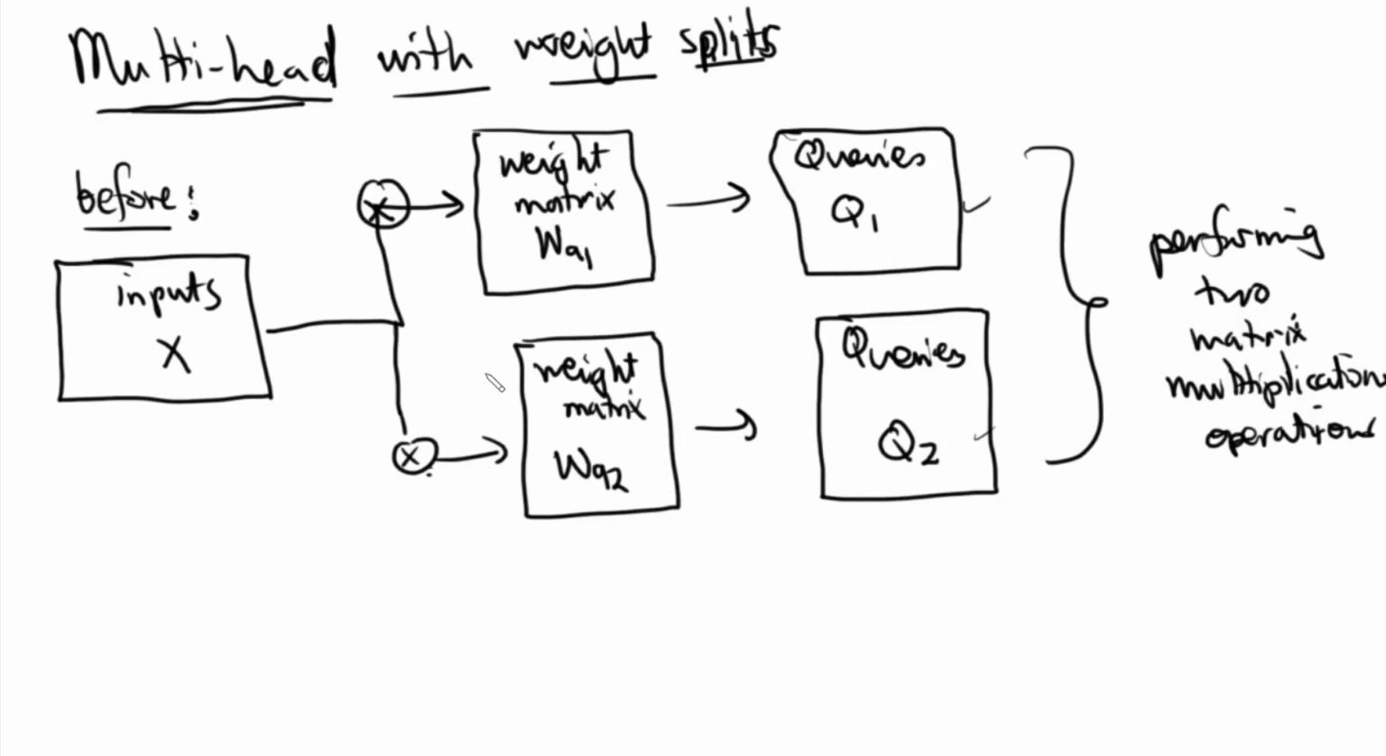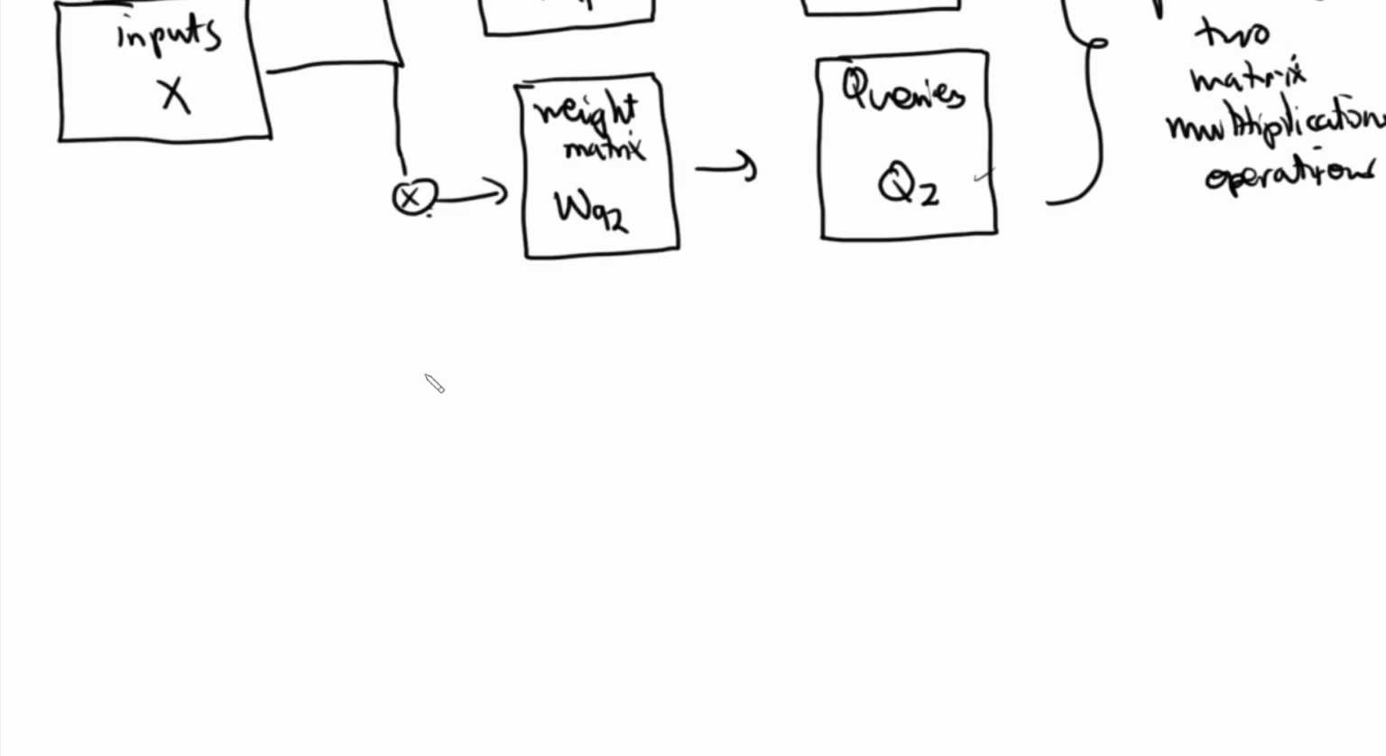But now what we are looking at is the weight splits and seeing how that makes it efficient. So now this is what we are doing. We have our inputs X.